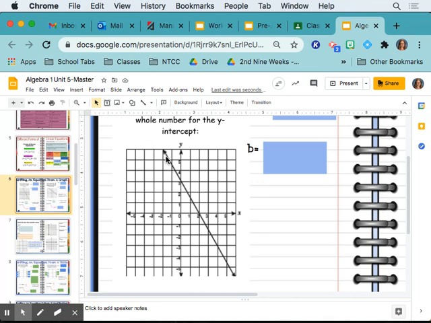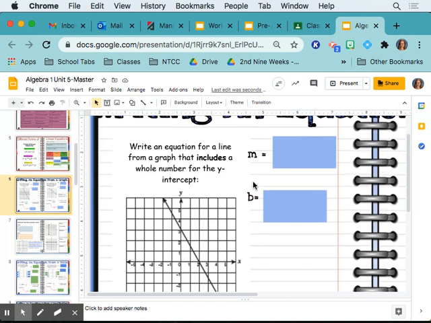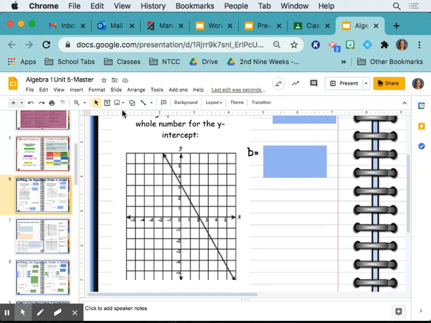One thing that I notice is it's going downhill, so it has a negative slope. The next thing I notice is that it crosses the y-axis at 3. And it also crosses the x-axis at 2. So let's find our slope and our intercept. So remember, M is your slope. B is your y-intercept.